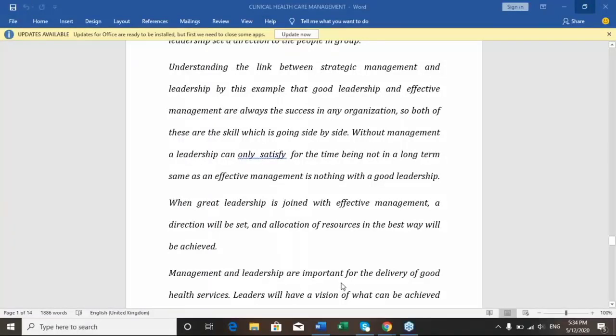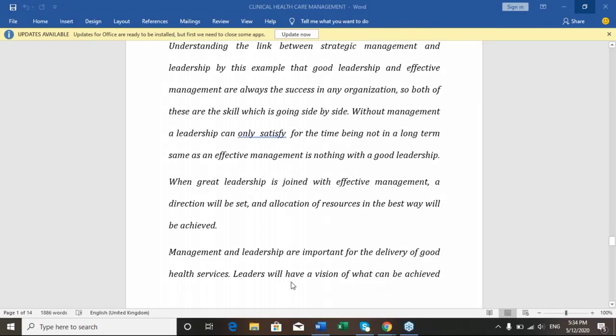Management and leadership are important for the delivery of good health services. We are talking about clinical healthcare management. That is the operational management in our hospital settings.